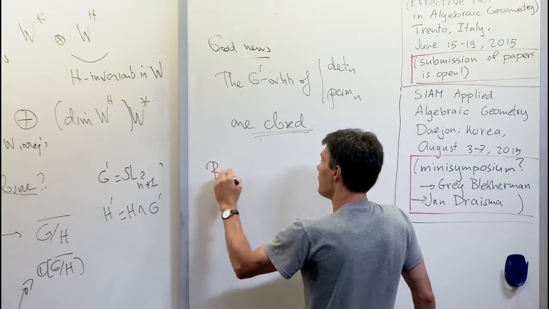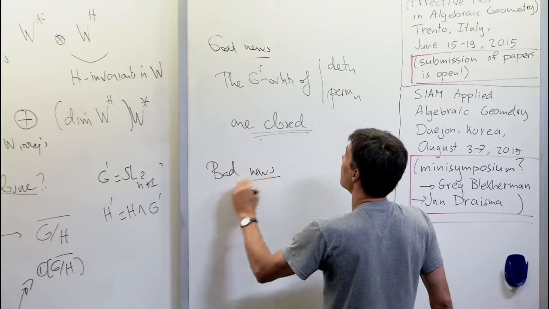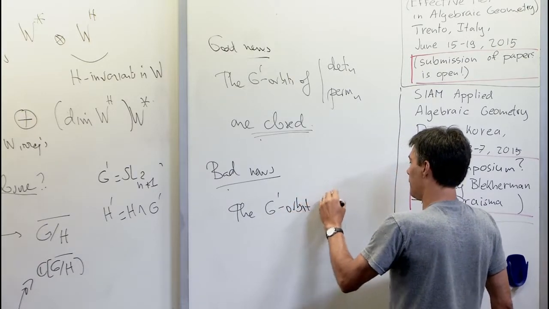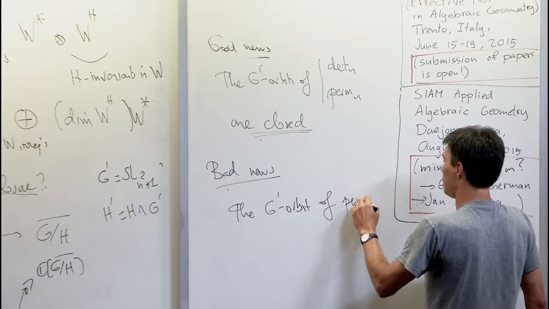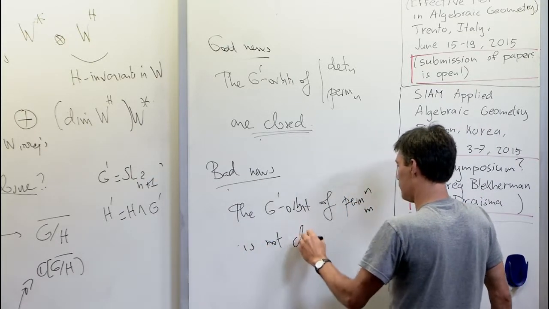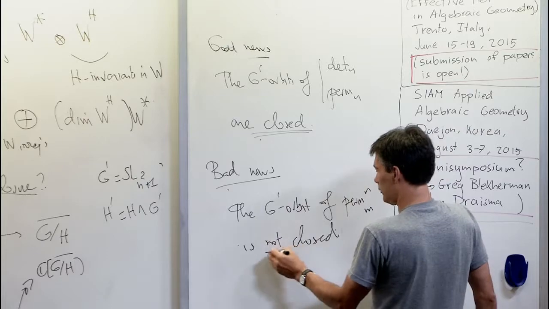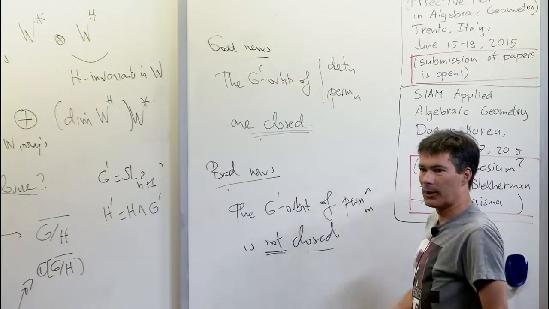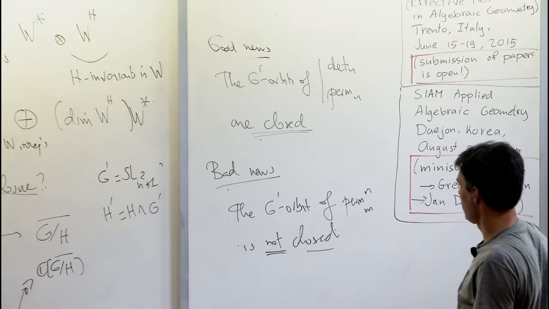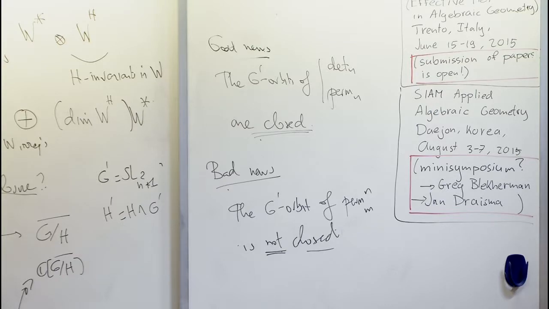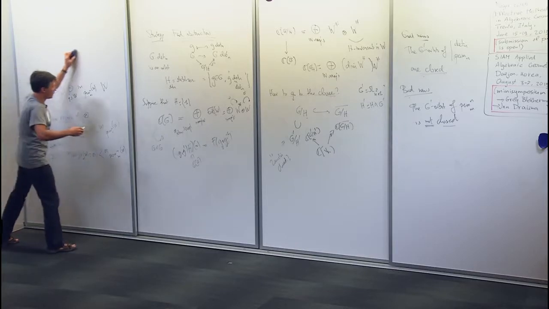The bad news is that the G prime orbit, if we take the padded permanent, is not closed. So we'll have to work harder in this case. But still, let's consider the determinant and see what we can deduce from the fact that it's closed.